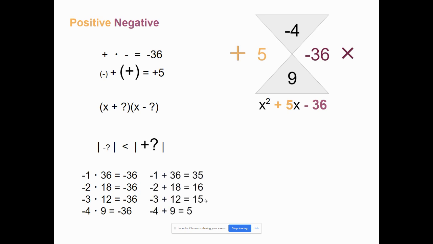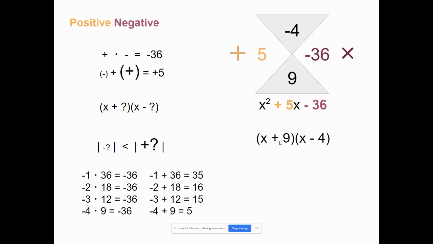35, 16, 15, there's the 5 we want. So we write our answer, x plus 9 times x minus 4. And as I said before, if you wrote the negative 4 on this side and the positive 9 on this side, it would still be correct mathematically. When you multiply them, you will still get the same result. It's not a problem, the order in which you write the factors, as long as the sign stays with the number that it belongs to.